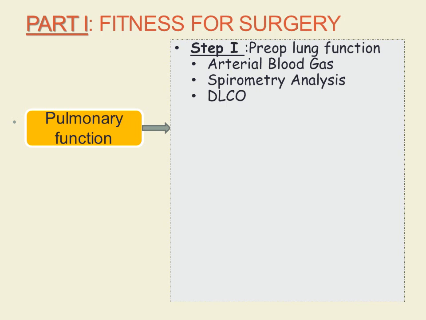Gas transfer studies. The diffusing capacity of the lung for carbon monoxide, DLCO, estimates the diffusion of carbon monoxide across the alveolar capillary membrane and reflects the functional surface area of the lung. A low DLCO is an independent predictor of postoperative morbidity and mortality. Estimation of predicted postoperative DLCO is therefore routinely used for risk stratification of patients undergoing lung resection.